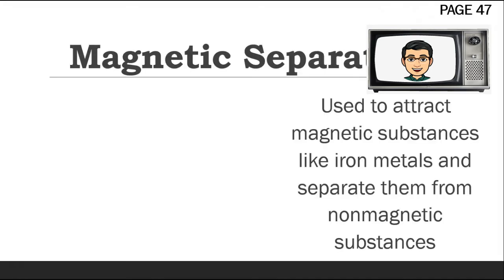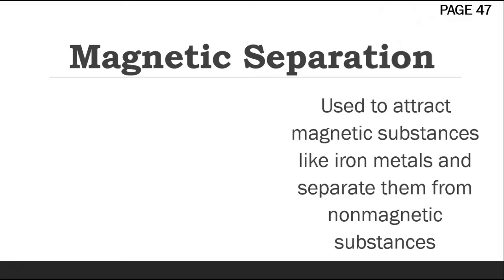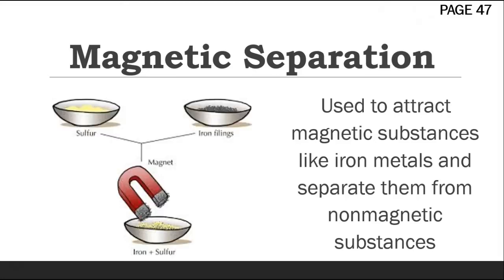Magnetic separation is used to attract magnetic substances like iron and other metals, and separate them from non-magnetic substances. For example, separating a combination of sulfur and iron.